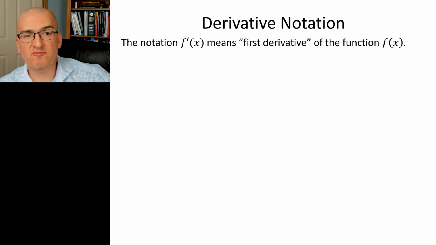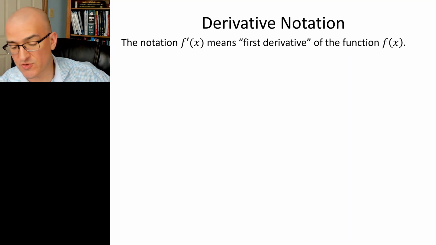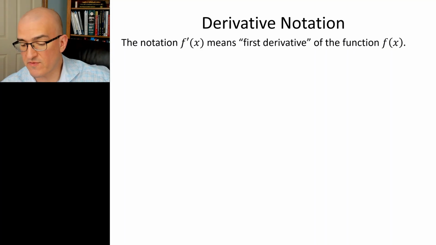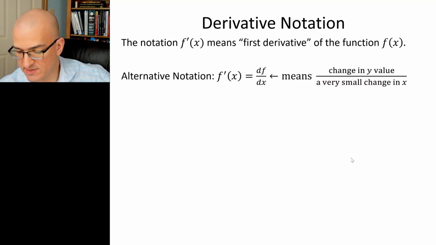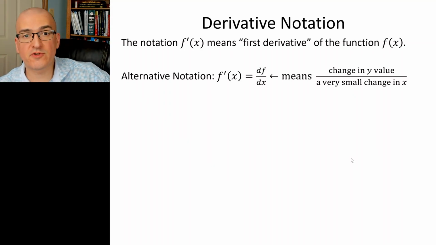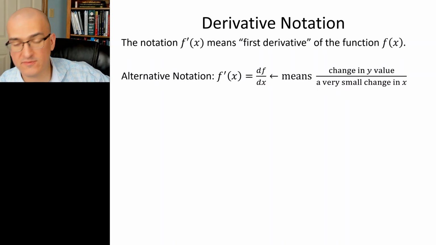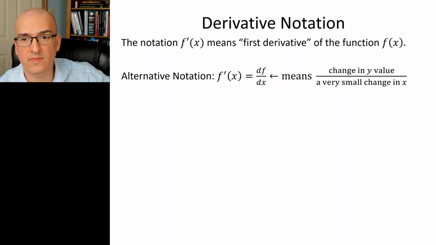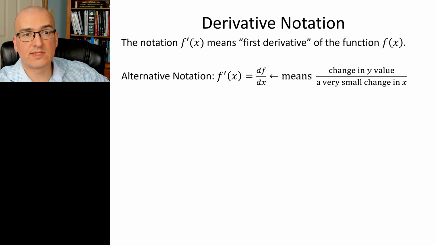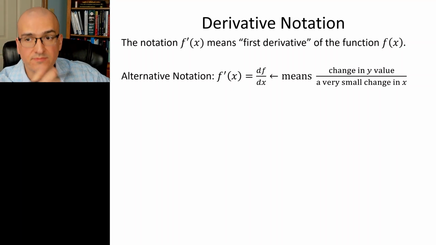The notation f prime of x is the shorthand for the derivative of a function with respect to its variable. In this case, the variable is x. Another notation for the derivative of a function with respect to x is df by dx. This notation is a little bit better, in my opinion, because it clearly indicates what the variable that we're taking the derivative with respect to is. That's going to be important later on when we have more than one variable in our functions.